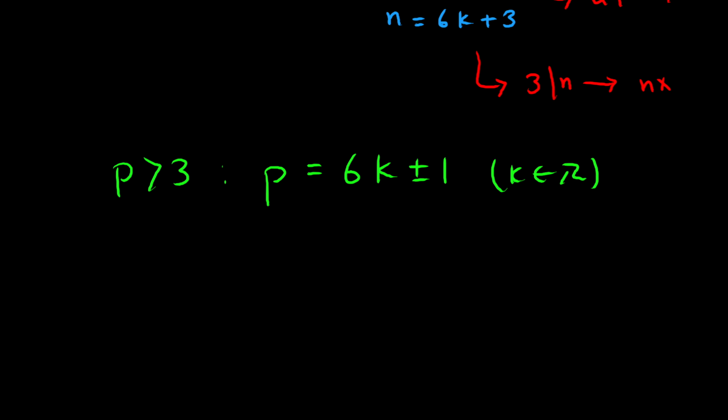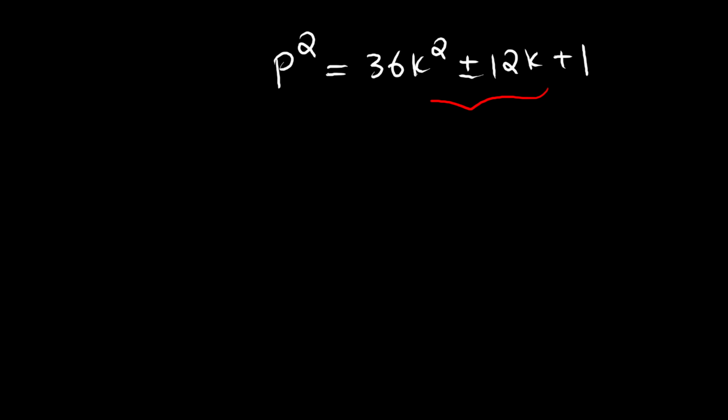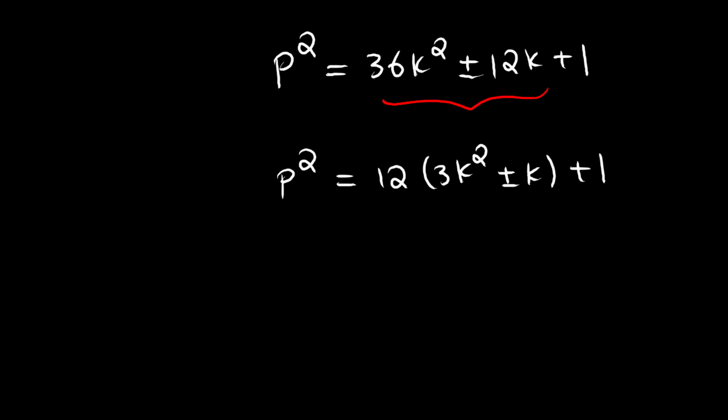Now notice that we want p squared plus 44 to be a prime number. Therefore, we have to square both sides to get p squared. So if we do that, we will have p squared equals 36k squared plus or minus 12k plus 1. And then from here, I can pull out a 12 to get p squared equals 12 times 3k squared plus or minus k, and then plus 1. Now notice that since k is an integer, this part must be an integer. So I can replace it with some integer like m.